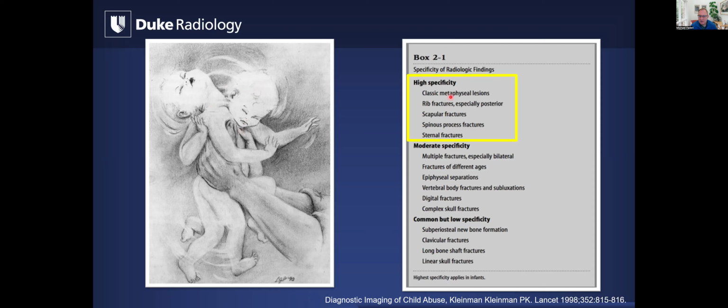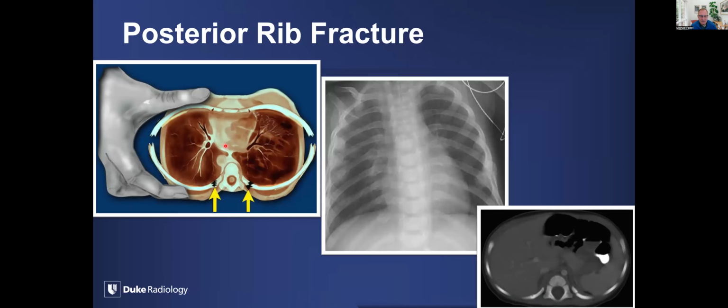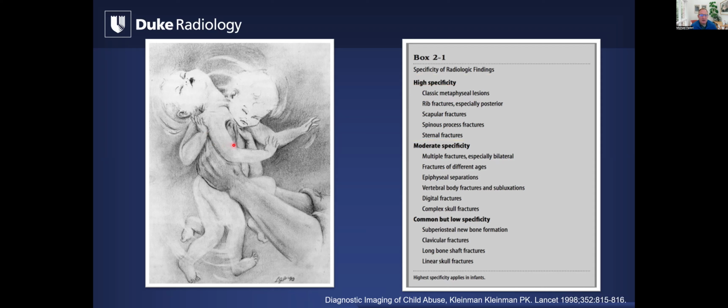So we'll talk about the classic metaphyseal lesions separately, but first rib fractures, right? So you can imagine squeezing the thorax can actually result in rib fractures. We talk about the direct force being on the posterior medial ribs. But when you squeeze a pretzel or you break a pretzel, you need to actually break it in two spots. So we can get lateral rib fractures, we can get anterior rib fractures.